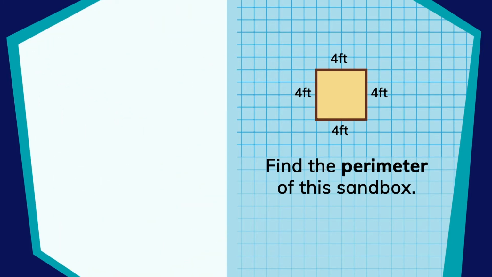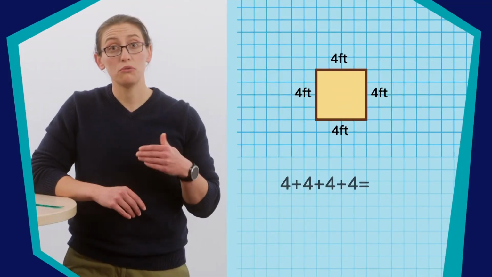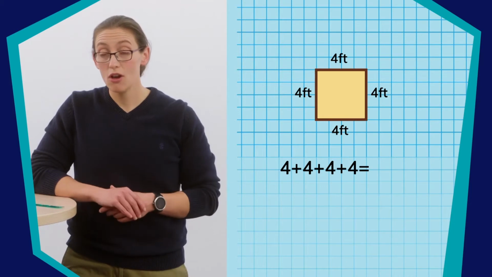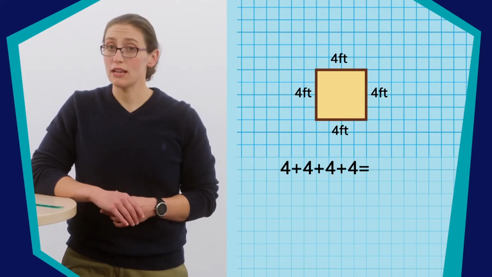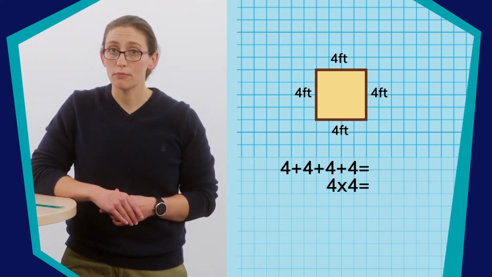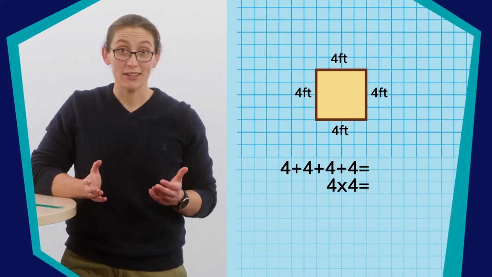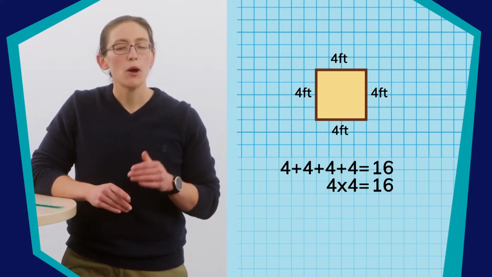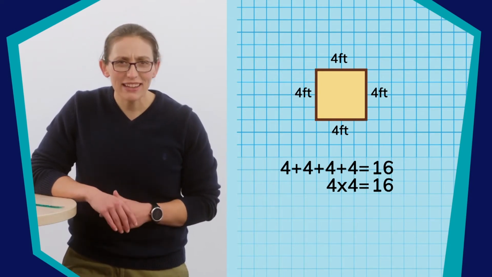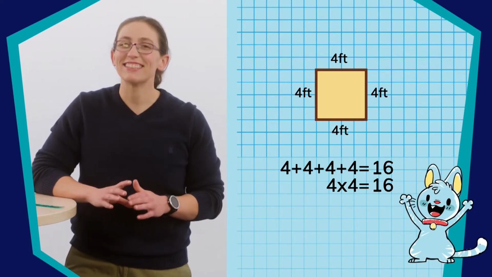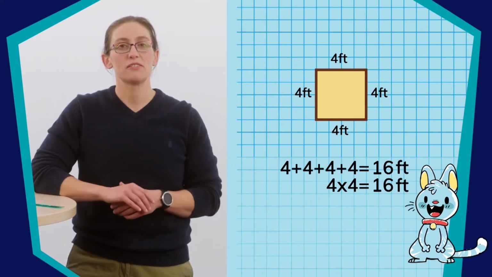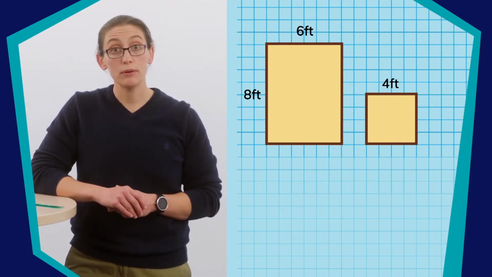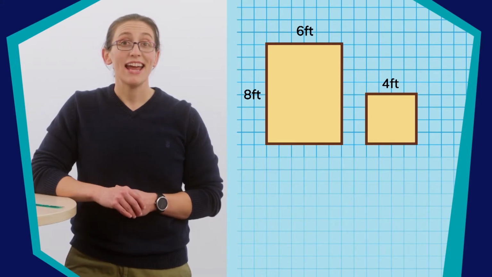Yeah, you could definitely add all the sides up. So 4 plus 4 plus 4 plus 4. Or you could use multiplication and do 4 times 4. Either way, what did y'all come up with? Very nice, 16. But 16 what? Are we back to cats? Exactly, 16 feet.